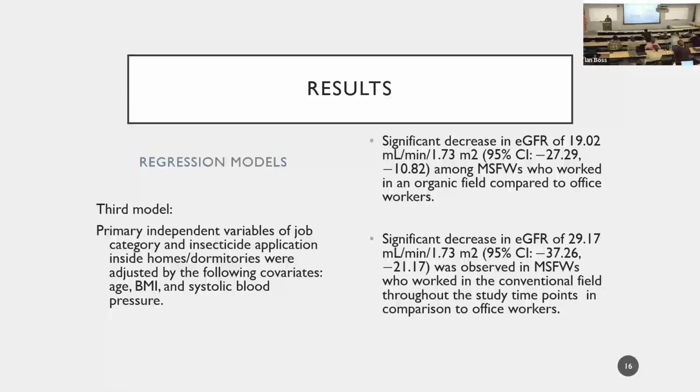In the third model, they were looking at both the job category, again as a proxy for pesticide exposure, and also insecticide application inside homes and dormitories, because they had noticed a significant difference in the amount of insecticide that the field workers had used in their dorms compared to the office workers, which had minimal use. And again, they saw significant decreases in the eGFR among the field workers compared to the office workers, both in the organic field and the conventional field. They didn't compare the organic versus the conventional in this model.